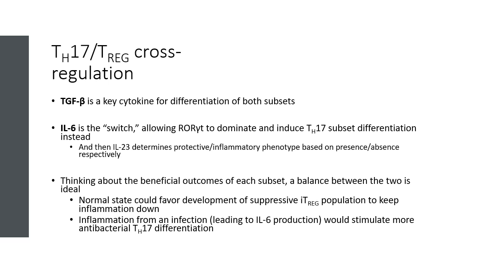TGF-beta was key for both of these cell types. It starts the cells differentiating from Th1 or Th2s and into one of these other two subsets. And it looks like IL-6 is the major switch that allows ROR gamma T to become the major transcription factor. This is what shifts cells into that Th17 subset. And then after that, you get a choice between protective or inflammatory phenotype based on the presence or absence of interleukin-23.